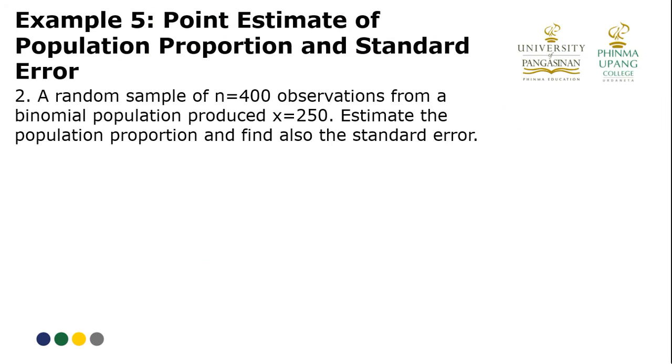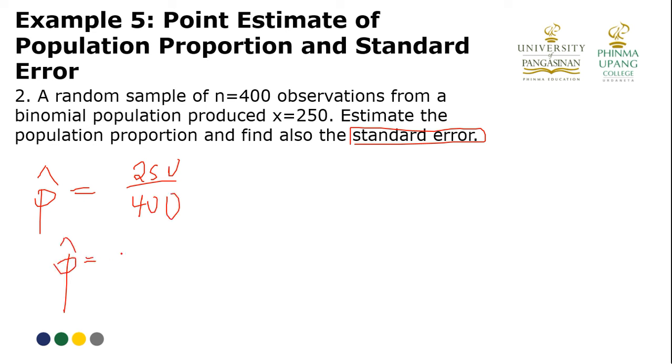Example number 5. A random sample of n equals 400 observations from a binomial population produces x equals 250. Estimate the population proportion and find also the standard error. So what is the sample proportion? 250 over 400. Answer: P hat is 0.625.